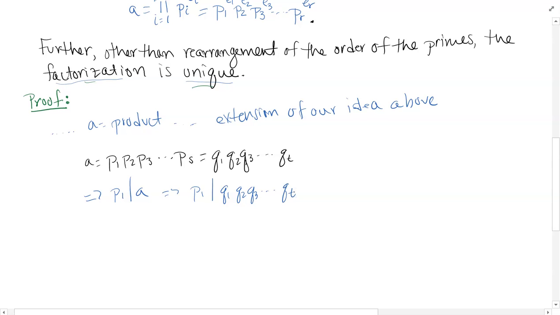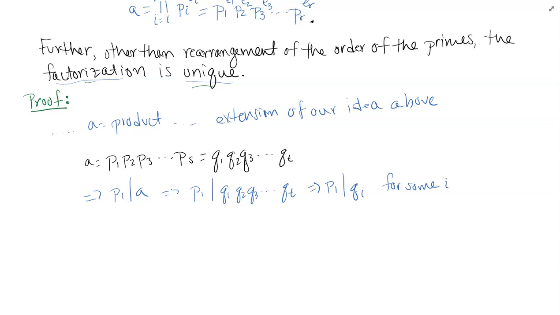And then you can say that by this general idea, this means that P1 divides some Qi, and I'll just say for some i. Okay, right? So if it divides A, it divides the other factorization, therefore P1 divides Q1.